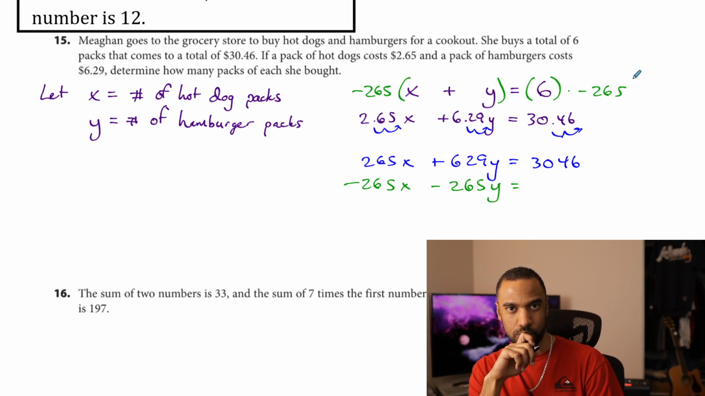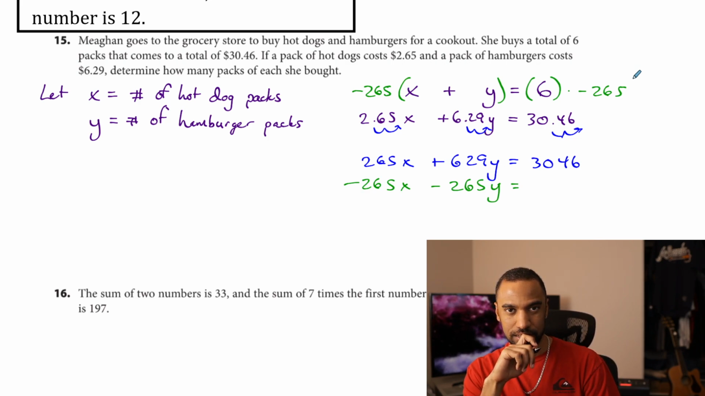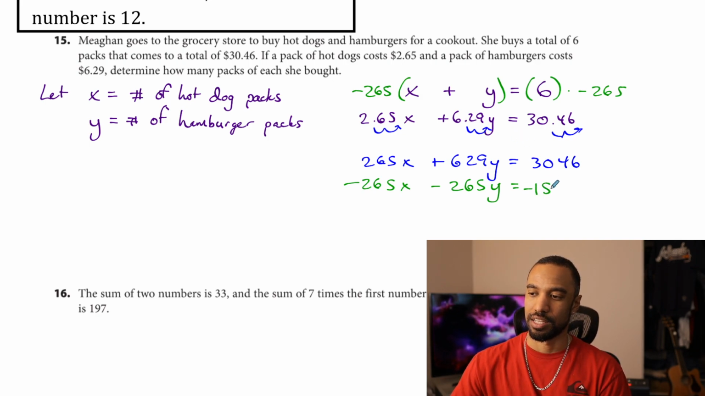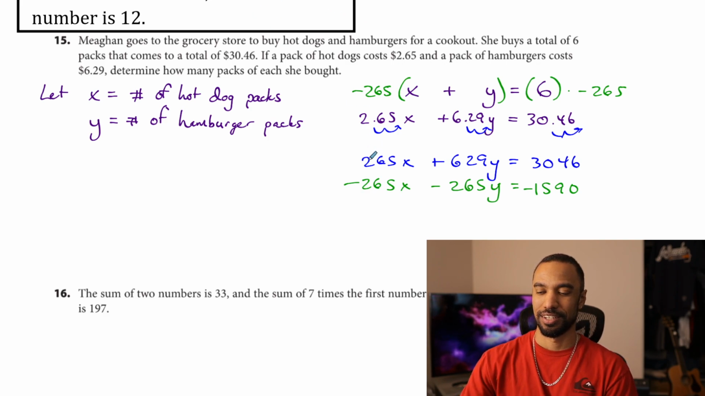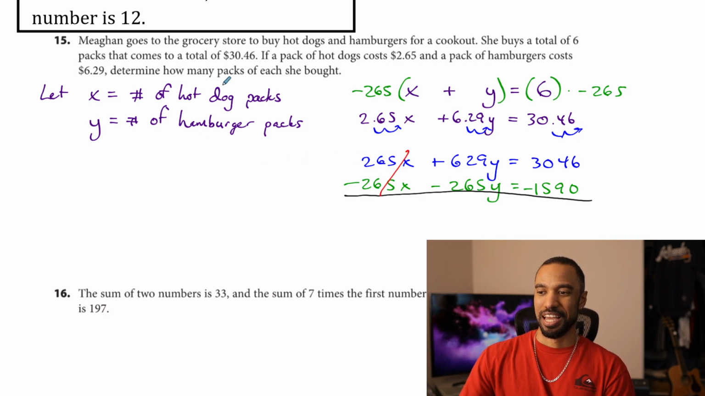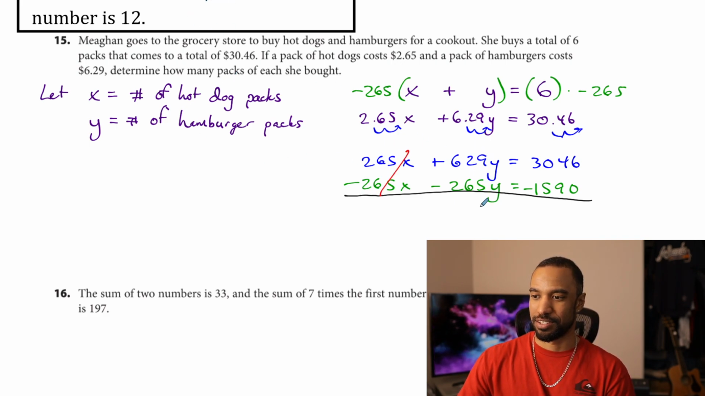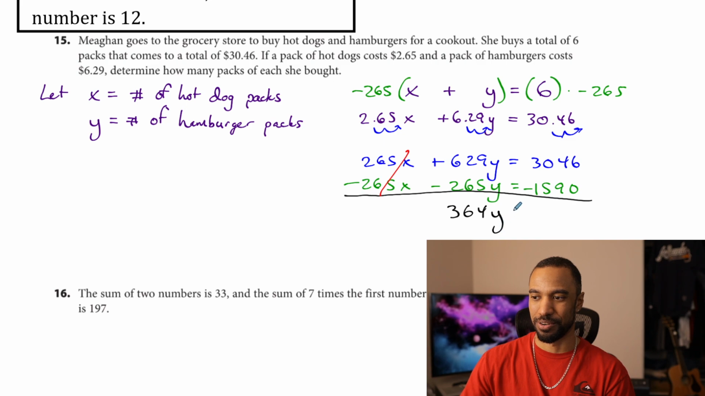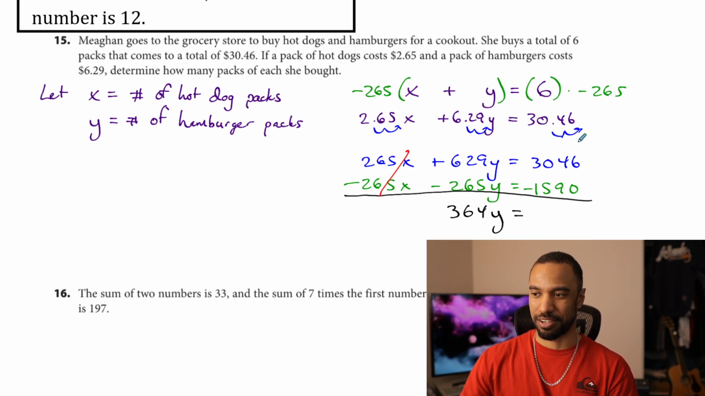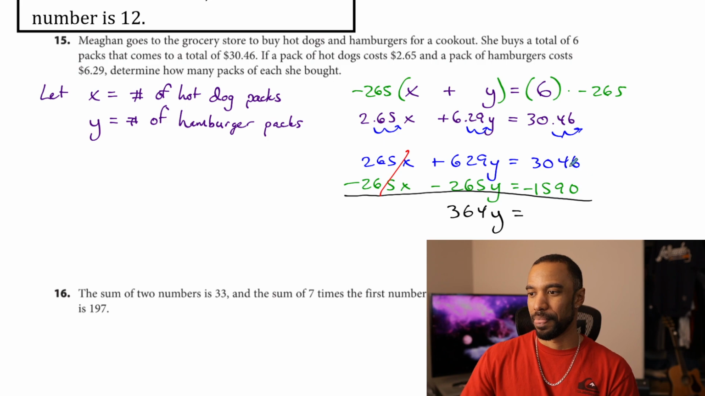I'm trying to do this one in my head. 265 times 6. That's 1590. Negative 1590. Let's hope that's correct, because otherwise I made a mistake. All right, 629 minus 265, let's just do this the conventional way. That's 364y. Here's where I might have to use a calculator, after I subtract here.